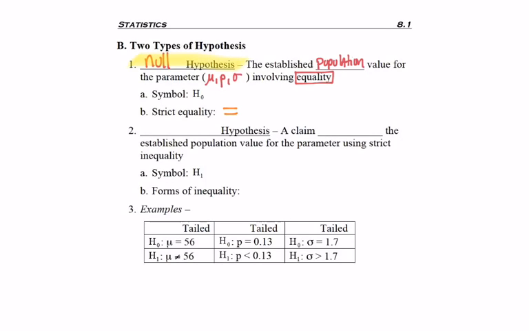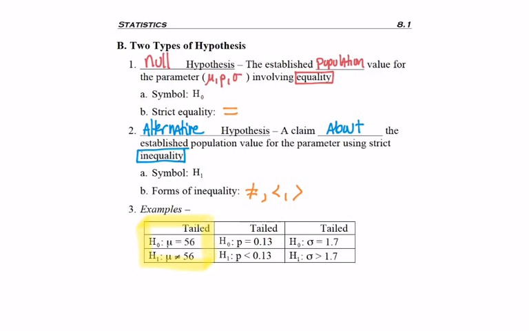If we're not looking at the null hypothesis, then we are looking at the alternative hypothesis, or the alternate hypothesis. And this is a claim about the established population value for a parameter. Usually it's a challenge, but remember it could be in support of. And we use the subscript of 1, so H1 is the alternate or alternative hypothesis. And because we're using inequality, we use symbols of inequality such as not equal to, less than, or greater than. We don't use less than or equal to, greater than or equal to, because that has some equality to it.